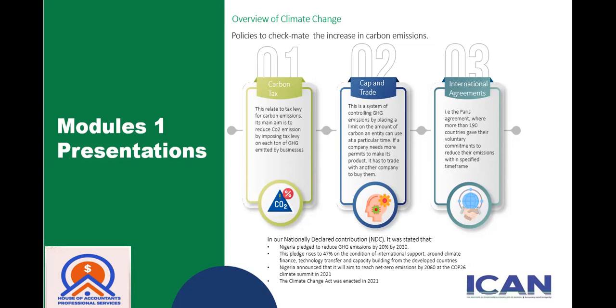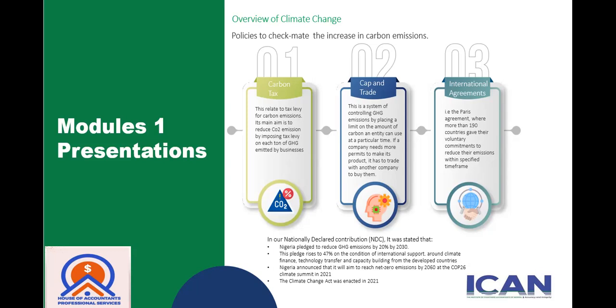Its main aim is to reduce CO2 emission by imposing a tax levy on each ton of greenhouse gas emitted by business. So if your company is into greenhouse gas, or if your company releases this emission into the atmosphere, there's going to be a tax that they are going to impose on that kind of industry.